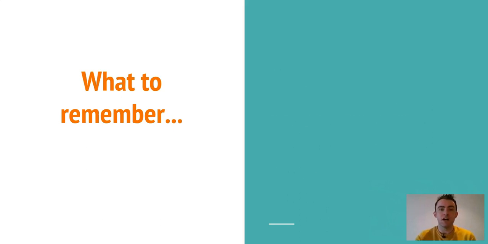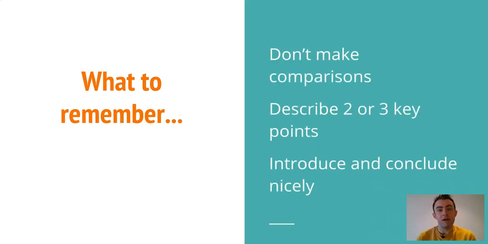Some more tips are: don't make comparisons, or at least don't make in-depth comparisons. This isn't an IELTS exam, so you're not doing part 1 of the IELTS writing. Just say what you can see. Describe 2 or 3 key points, and finally introduce and conclude nicely. So that means just say what you see at the beginning and repeat what you said at the beginning at the end. Right, let's take a look at an example.